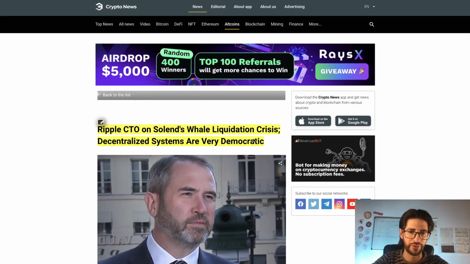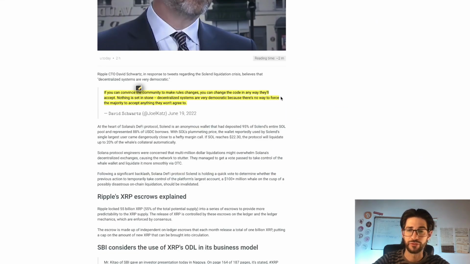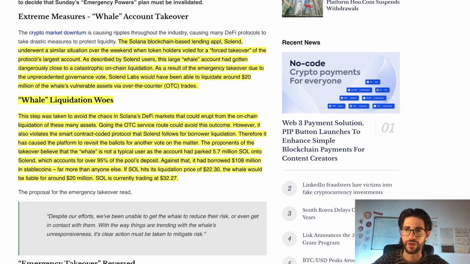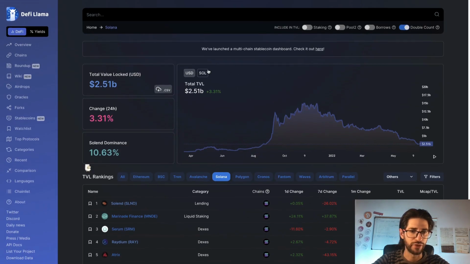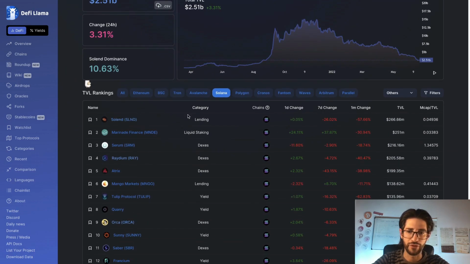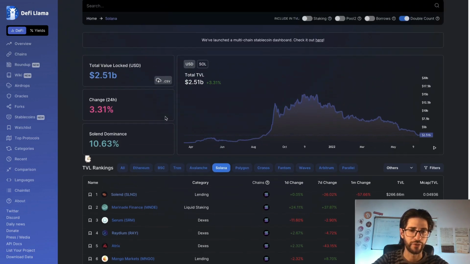The Ripple CTO also commented on this, but it was a positive comment, saying that even if that was an orchestration to move the whale's liquidation in 1 day with a proposal of 1 day, this means that it is still a democratic system. So I'm not so convinced of that. I think there was manipulation, but at least they were able to solve or contain this situation a little bit. And Solend, if you see here, the total value locked of Solana is 2.5 billion, and Solend is the first one with more TVL, with 266 million here. So it's a primary application of the TVL of Solana.